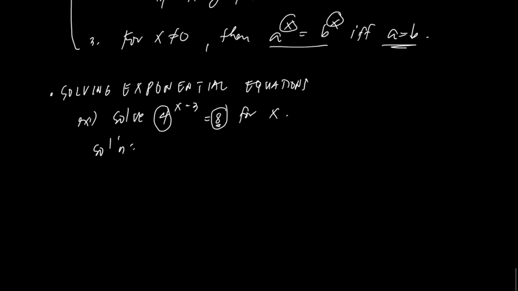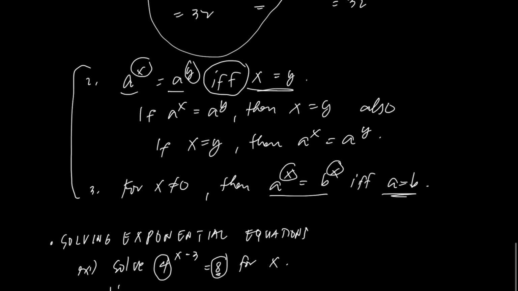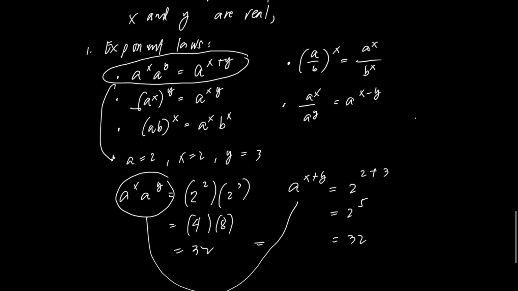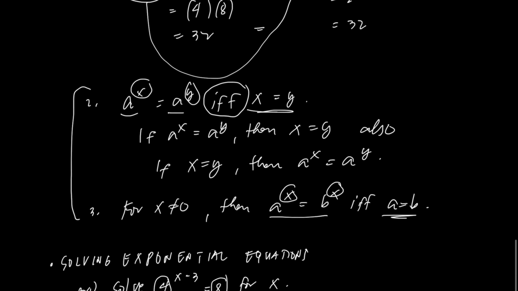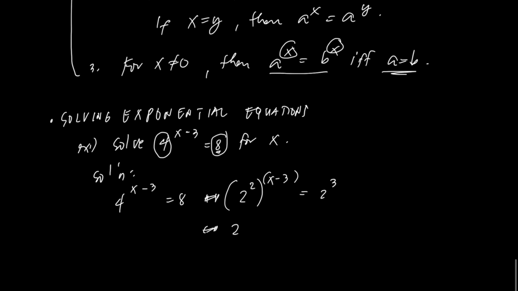So therefore, we can write this one as 4 to the x minus 3 equals 8 implies 2 squared to the x minus 3 equals 2 cubed. Or this is, from this law, a to the x to the y is just equivalent to 2 times quantity x minus 3 equals 2 cubed.